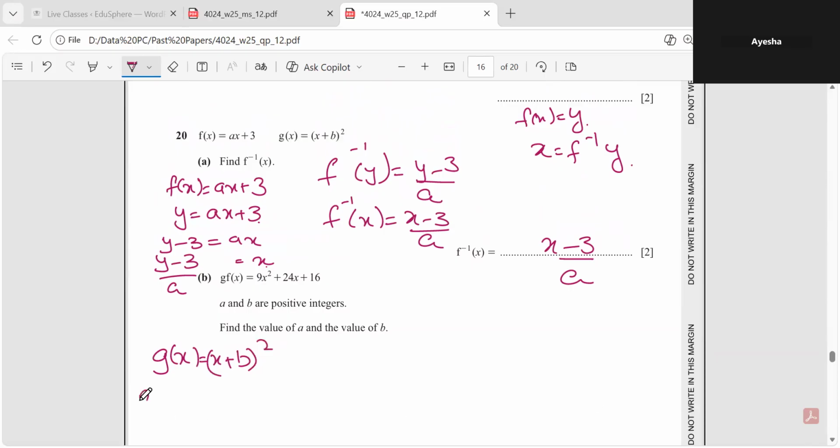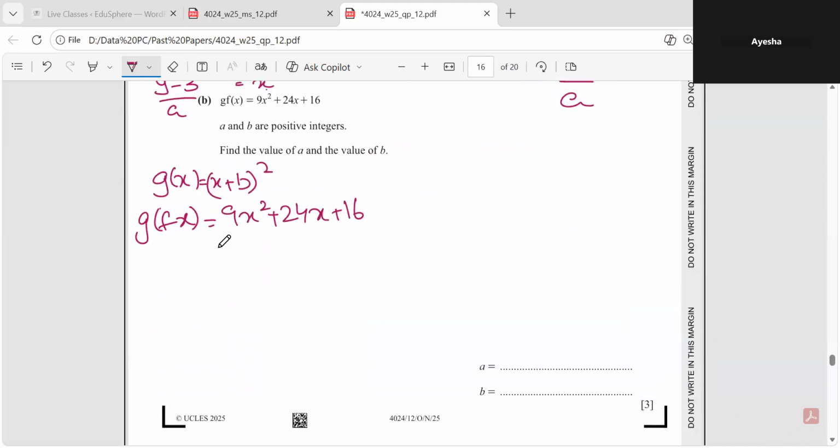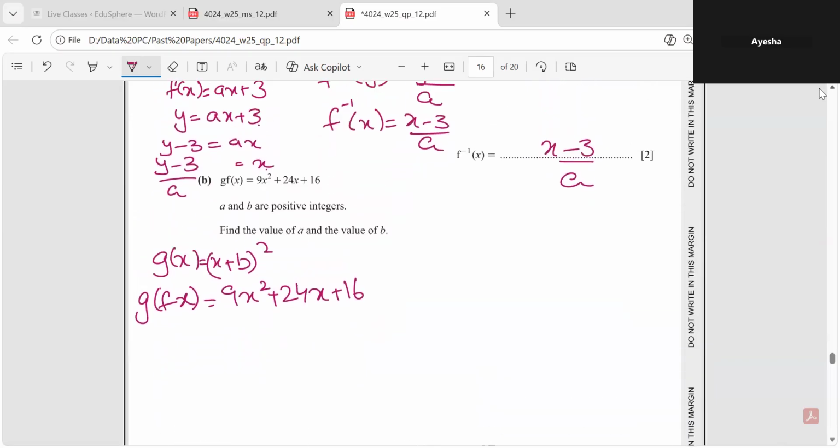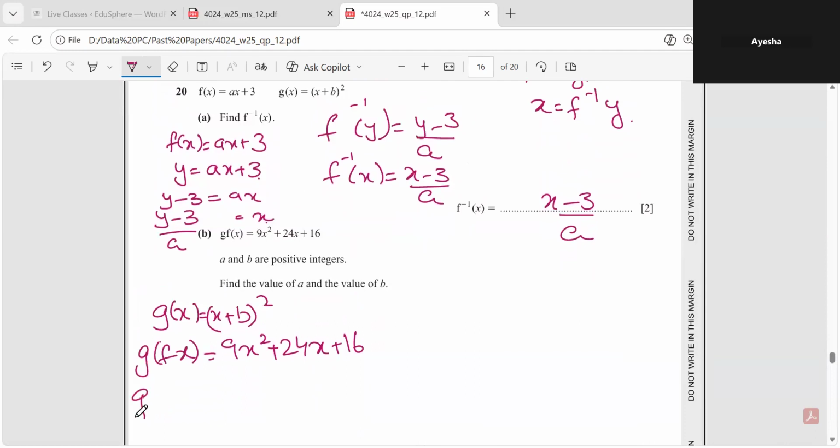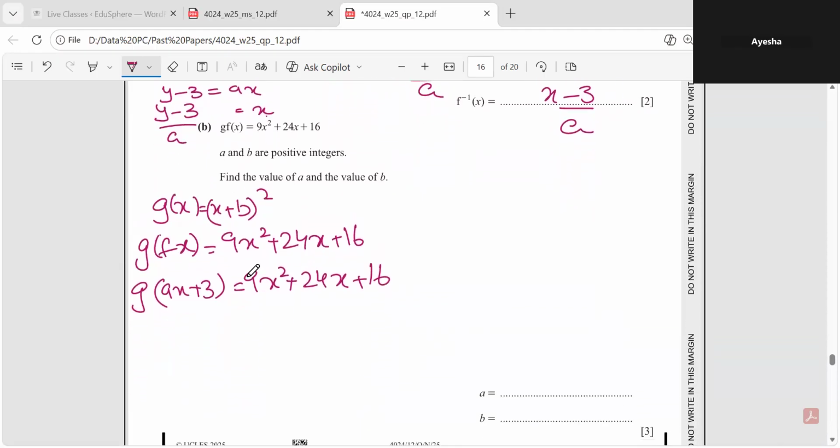So if I'm going to write g of f of x, which is this one, 9x squared plus 24x plus 16. So g of f of x means that g of x is this one, and for f of x, let's see what was f of x. So f of x is ax plus 3. So I'm going to write g of (ax plus 3) will be equal to 9x squared plus 24x plus 16 over here. So I'm going to replace x in g of x with this ax plus 3.